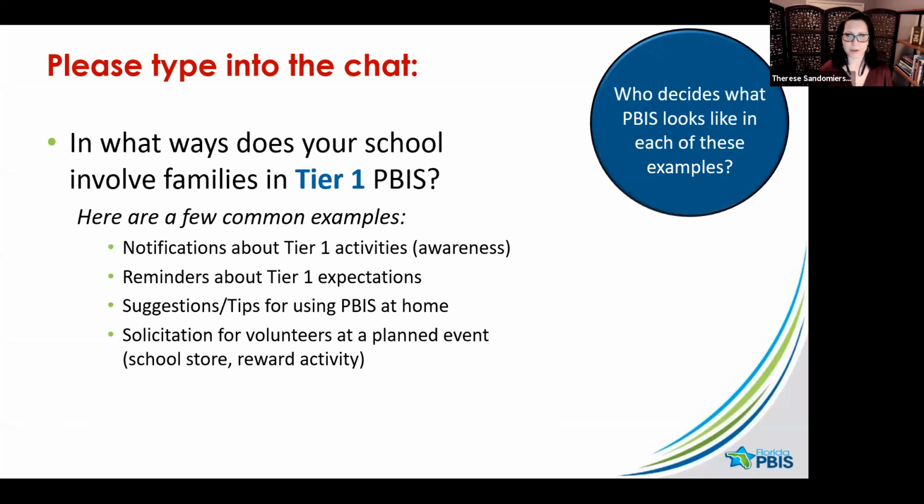So let me ask the group, go ahead and type into chat. In the majority of the examples that we've shared here, who decides what PBIS looks like at the school? And Dr. Minch, if you can help me out with the chat.